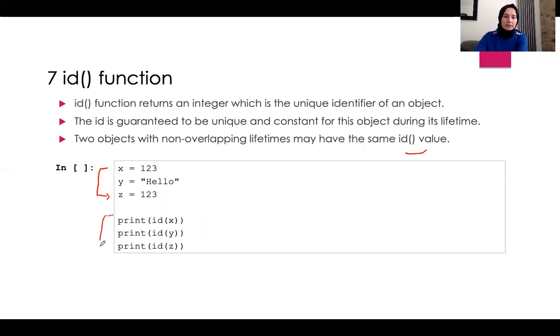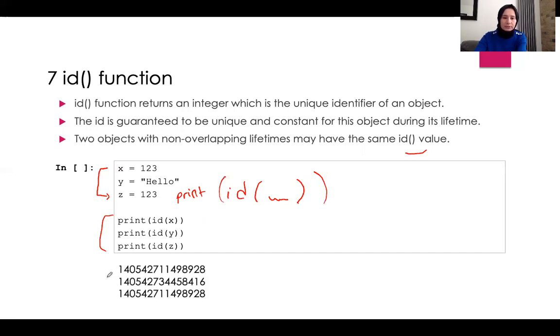And when we run the ID of it, this is how we can use it. You have to write ID, and then parentheses, you insert the name of your object, and then you close the parentheses. And of course, you have to print this so that we can see the results. When we run this piece of code, those are the results we will get. As you can see, the ID of X and Z is the same, as they have the same values here.